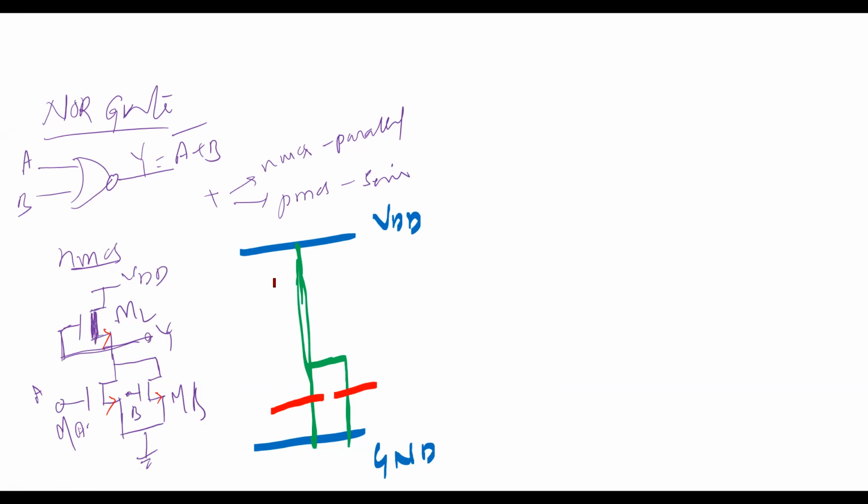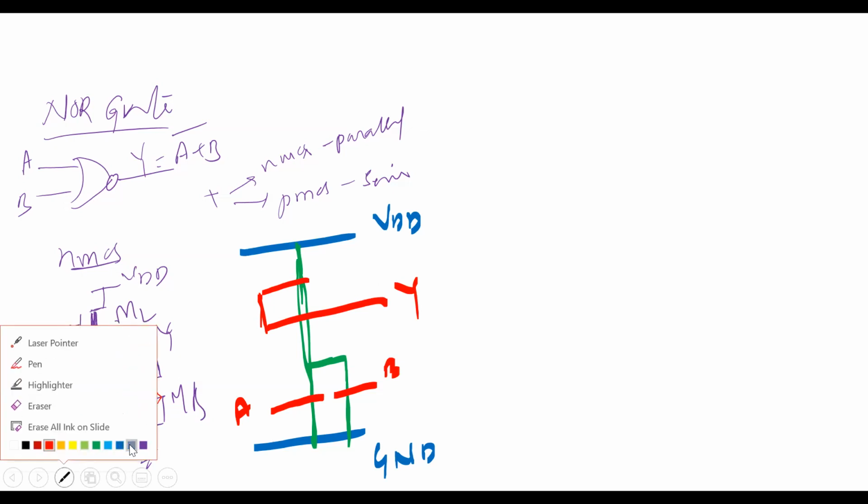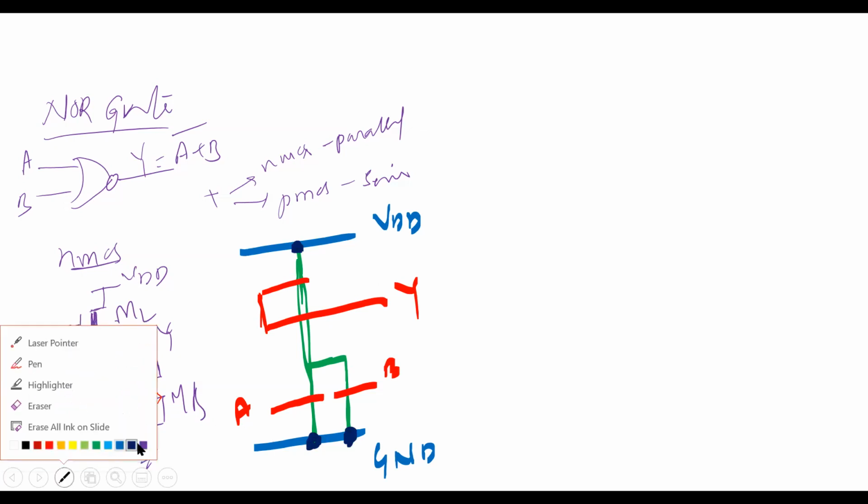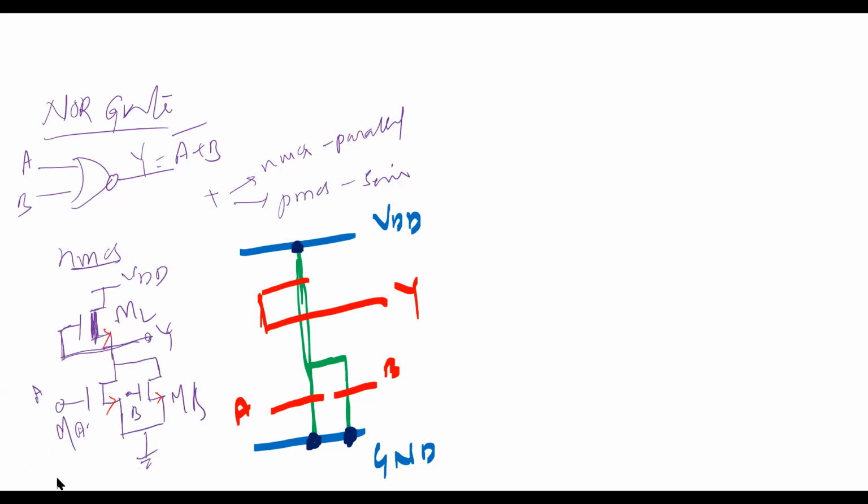And this is the gate of the depletion MOSFET. You can expand this like this. This is the Y, this is the A, and this is the B. Now, I think we need to give the contacts: electrical contacts for the metal and diffusion, metal and diffusion, metal and diffusion. So first we'll go with the notations.